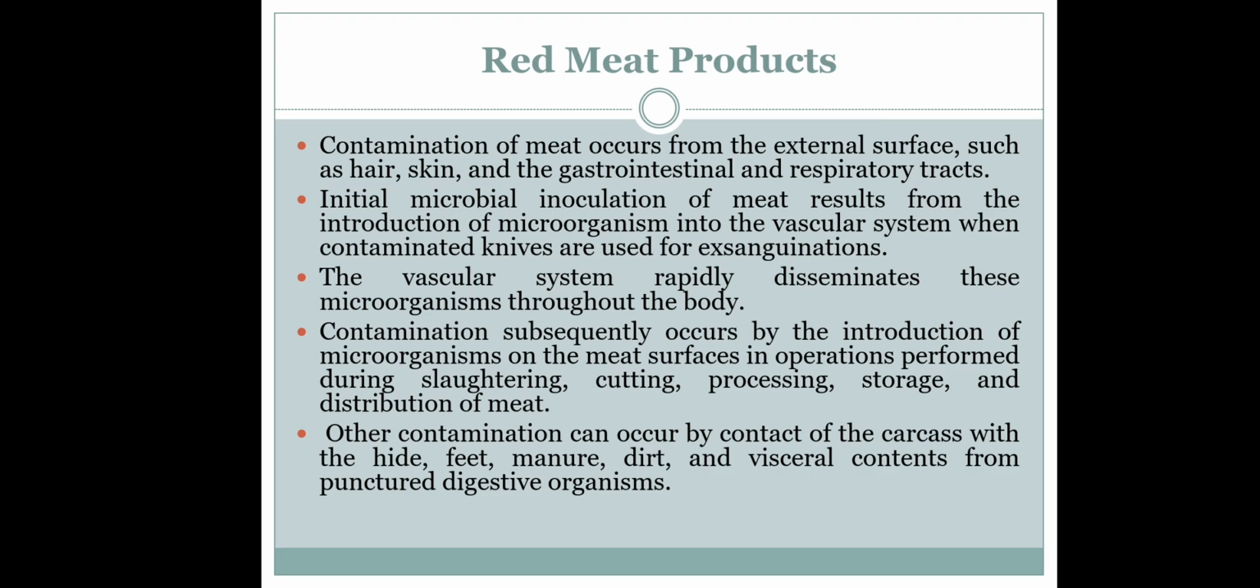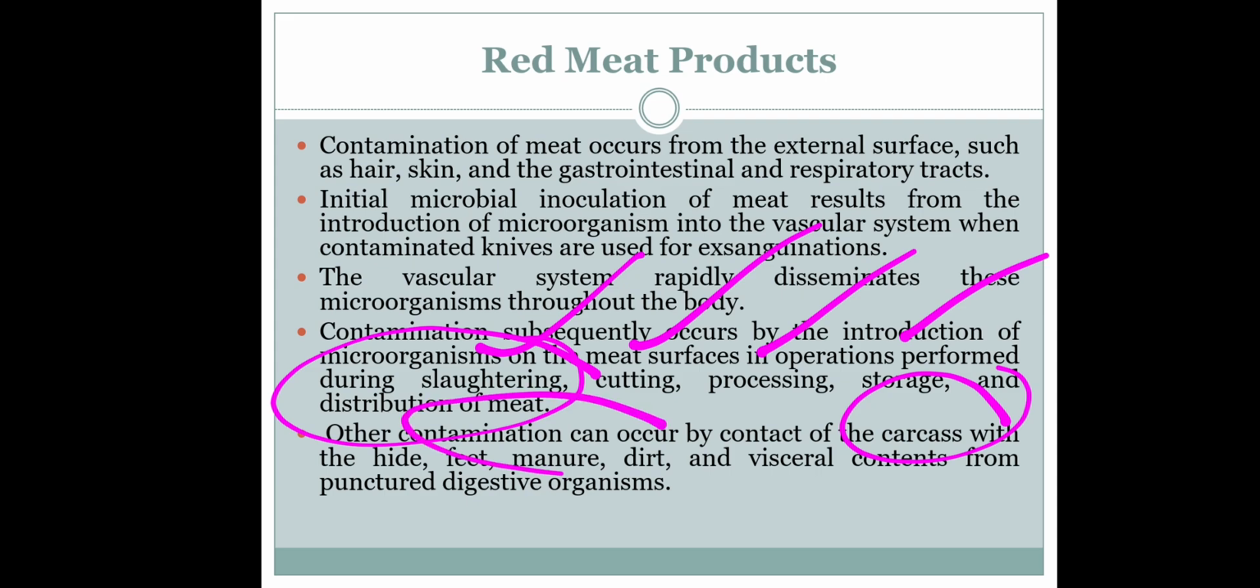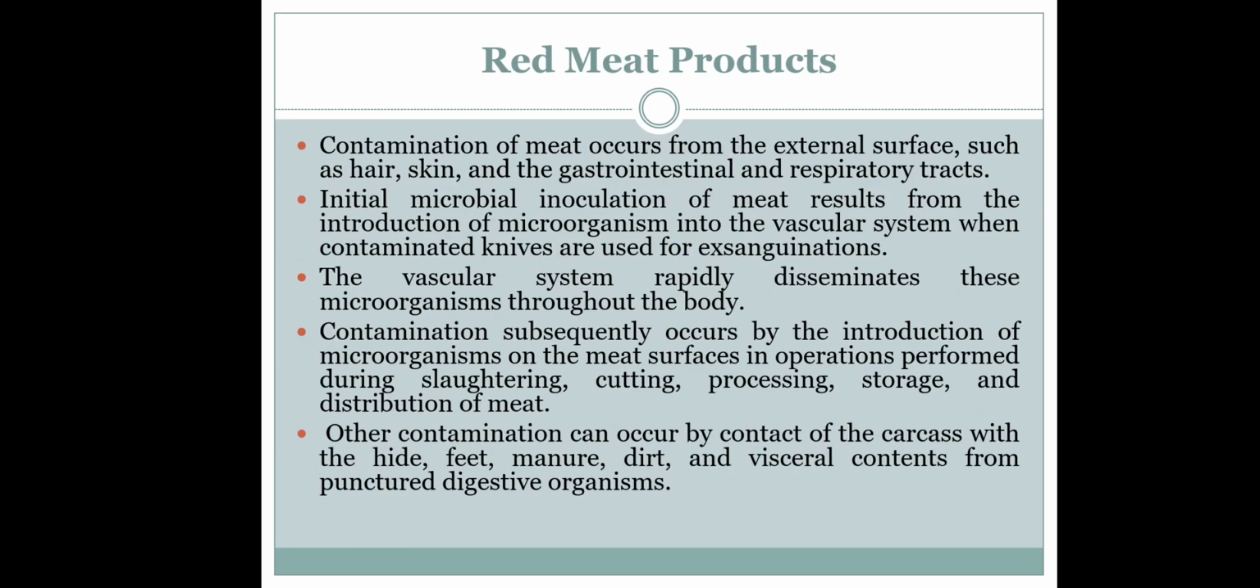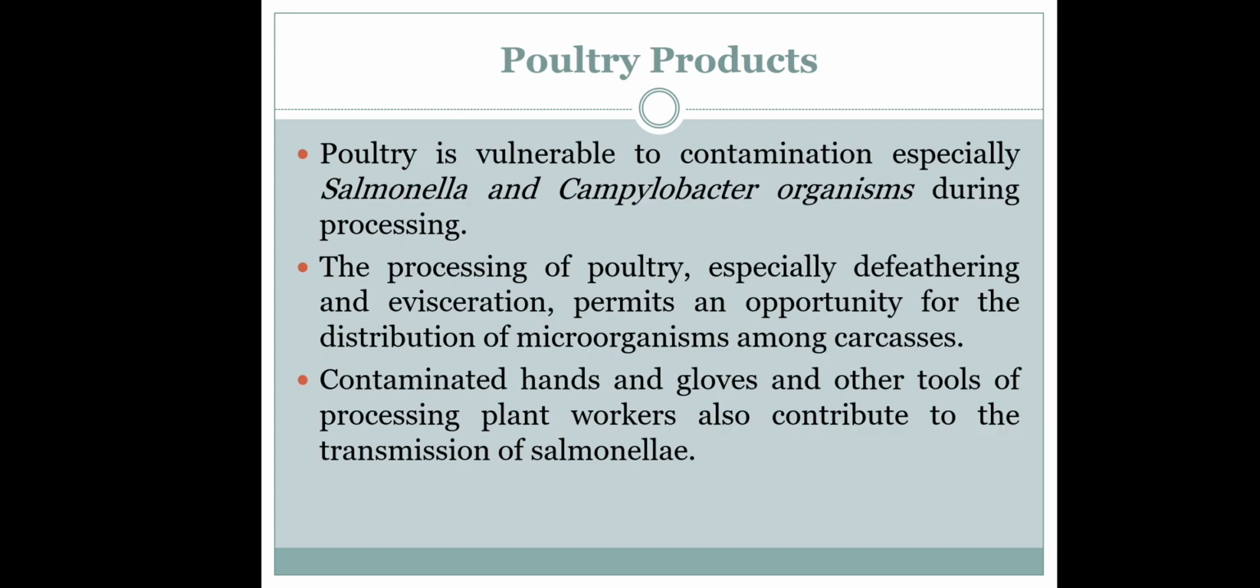So these can be introduced in slaughtering, cutting, processing, storage, or distribution of meat. Other types of contamination can come through contact with the dead bodies, or they hide in feed, manure, or dirt, or visceral contents, or in punctured digestive organs, right? Or sometimes contaminated knives that have been used for slaughtering can also introduce microbes to the food products.